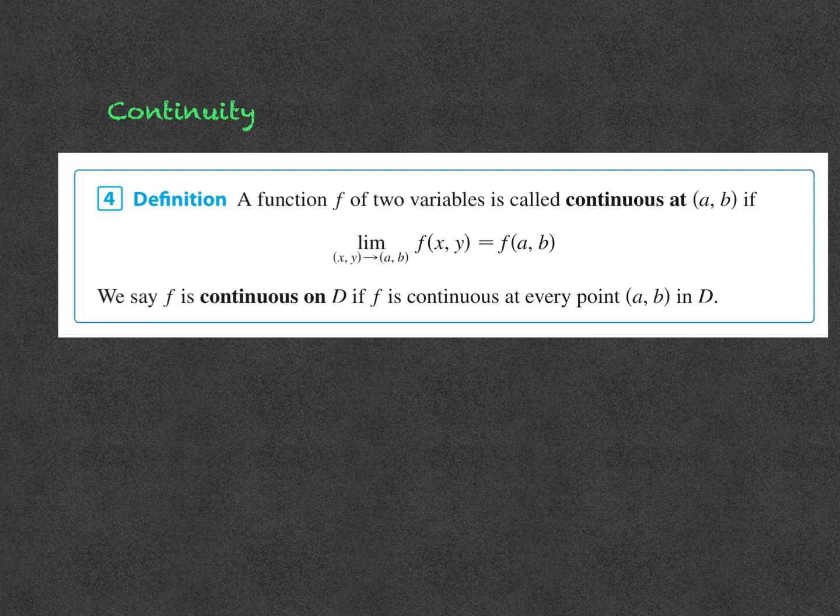So let's talk about continuity. A function of two variables f is called continuous at the point (a,b) if the limit as (x,y) approaches (a,b) of f of (x,y) equals f of (a,b).